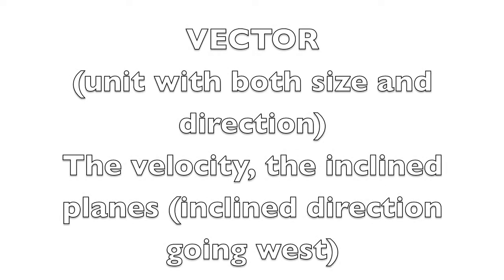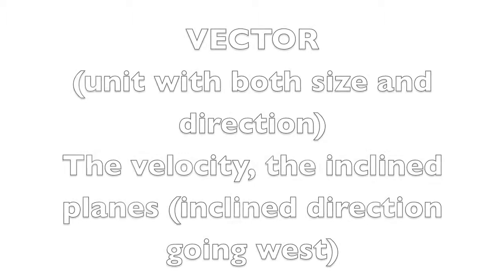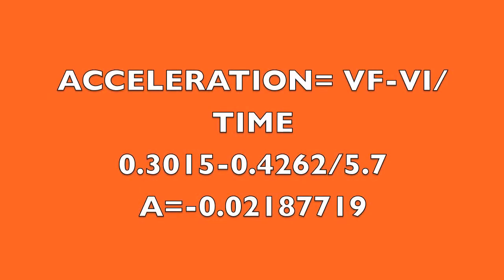A vector is a unit with both size and direction, and in this machine it appears as the velocity and the inclined planes, which have an inclined direction going west. The acceleration of the marble traveling throughout the machine is negative 0.0218, because it is the final velocity minus the initial velocity over time. This means that the marble traveling throughout the machine, instead of gaining velocity, lost it.